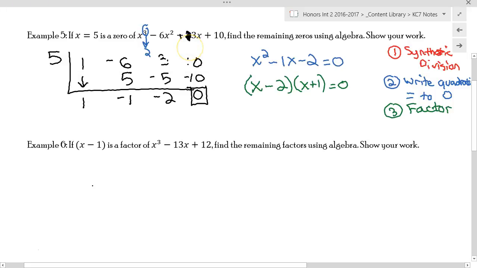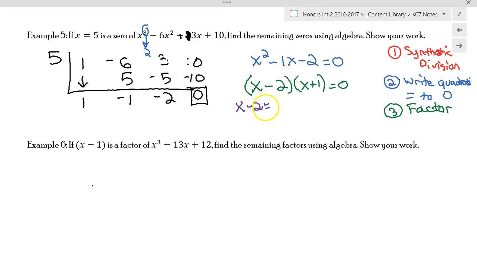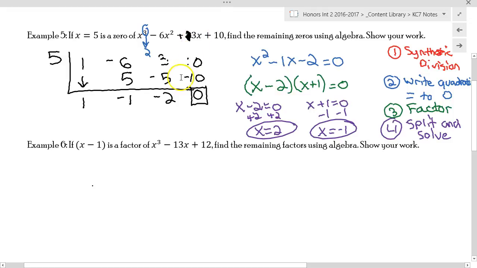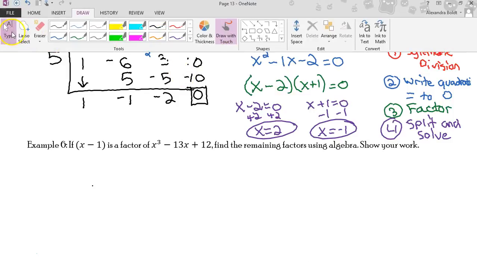And my last step is to solve. You solve by setting each of these equal to 0. X minus 2 equals 0, and x plus 1 equals 0. So basically I say split and solve. So add 2, x equals 2. Subtract 1, x equals negative 1. And that's it. Alright, so those are finding zeros.